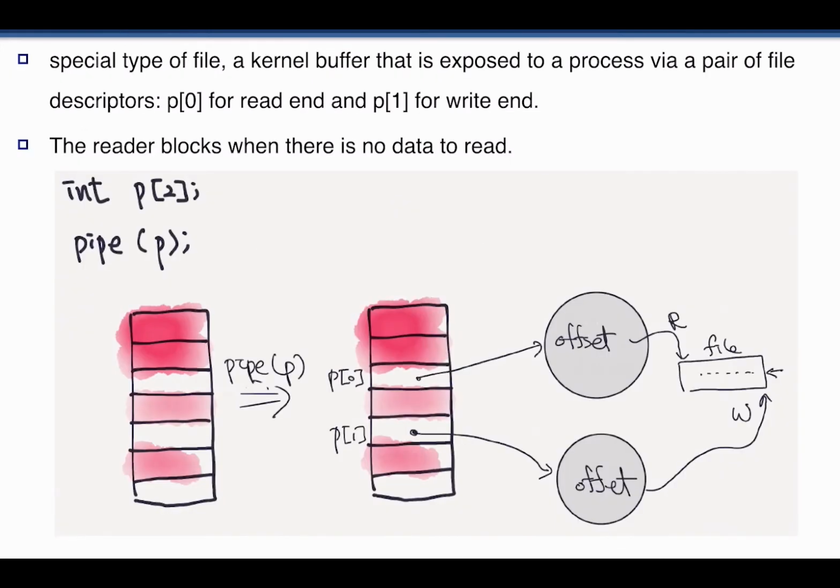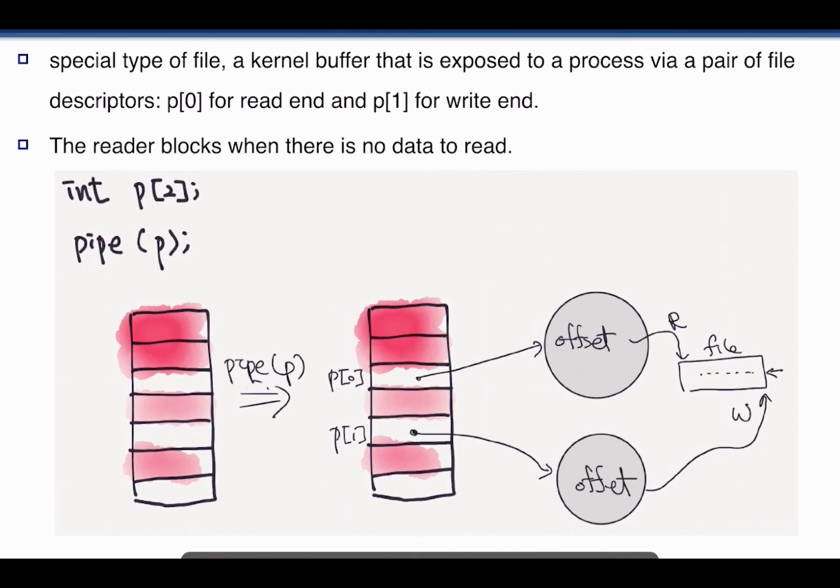The next system call we're going to cover is the system call pipe. If pipe is called, it creates a special file called a pipe. It is called special because it contains two file descriptors.